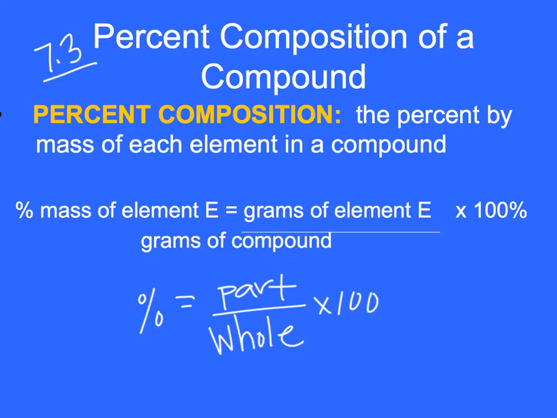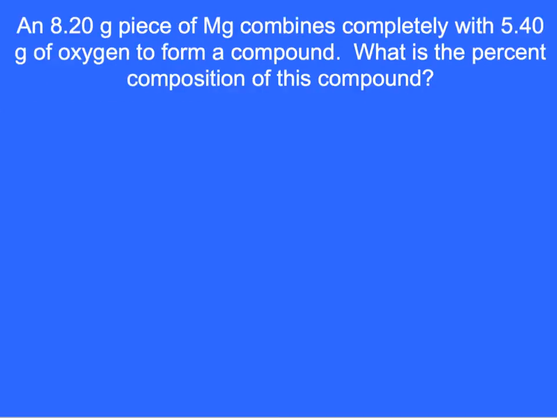Okay, so now let's do a sample problem. An 8.20 gram piece of magnesium combines completely with 5.4 grams of oxygen. So let's just underline those pieces of information. So 8.2 grams magnesium, 5.4 grams of oxygen. And it's asking, what is the percent composition of this compound?